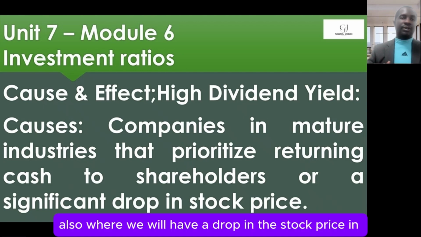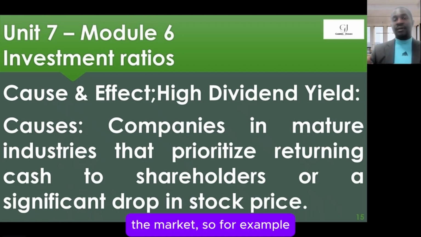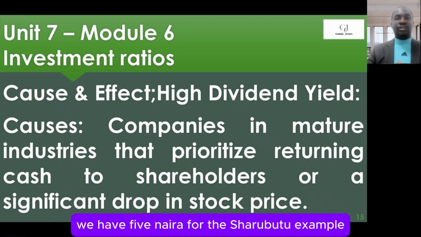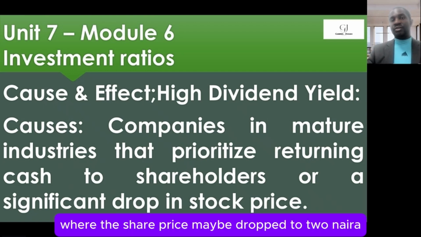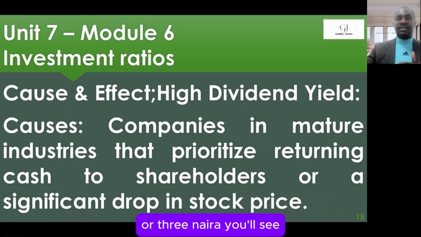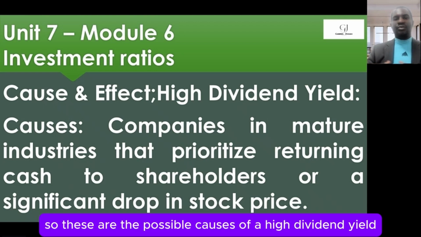Also where we have a drop in the stock price in the market. So for example, we have 5 naira for the share in the example we just calculated, where the share price may have dropped to 2 naira or 3 naira. You see that the percentage in the DPS has increased. So these are the possible causes of a high dividend yield.